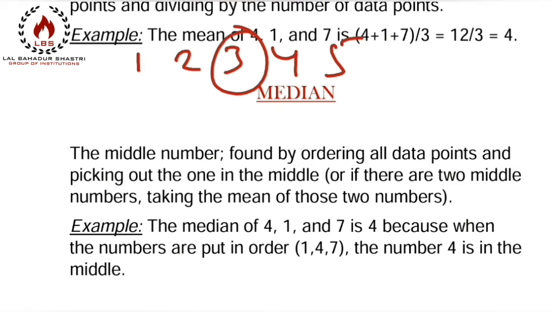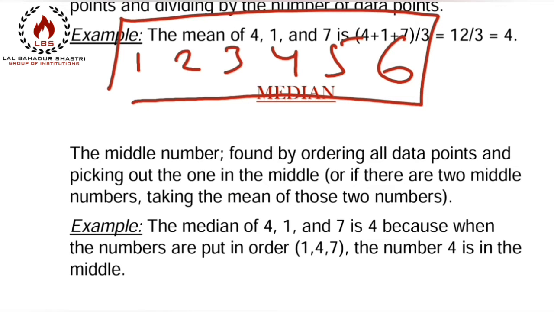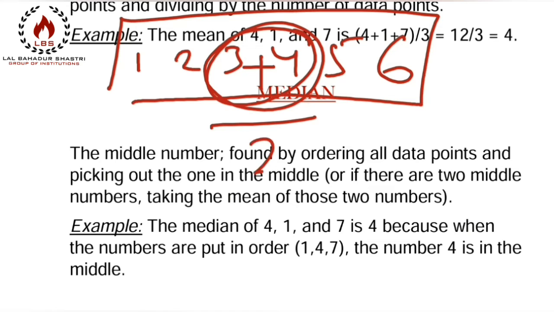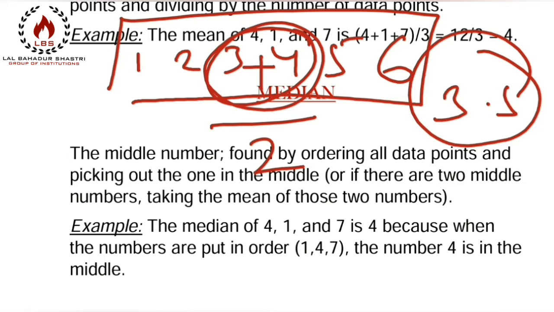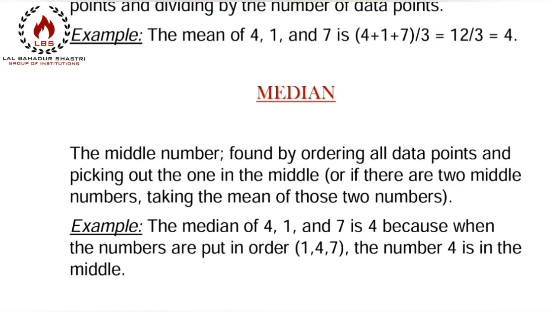But suppose we have one more number, that is 6. Finding the median in case of an even number of data points is a little bit tricky. You have to take both middle numbers, add them and divide by 2. 3 plus 4 divided by 2, that means 3.5 will be our median. This is what it says: if there are two middle numbers, take the mean, the average, of those two numbers.